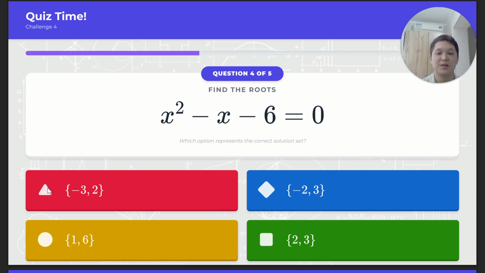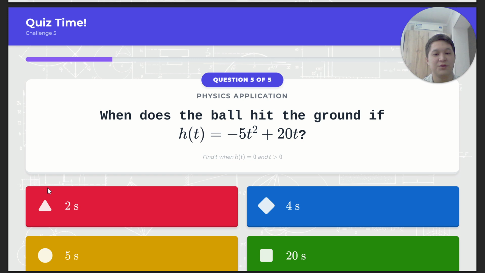Which option represents the solution set for this equation? What do you think, guys? You can do it. Yes, it's B, it's -2 and 3.